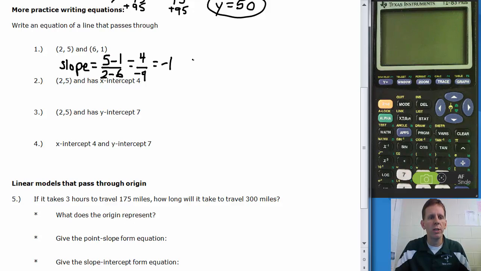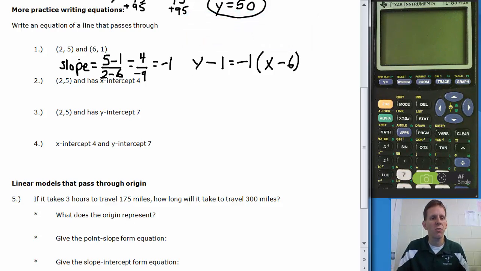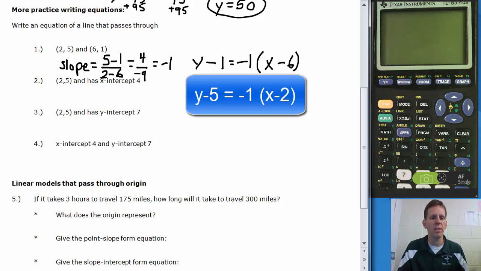And when you write your equation, you're going to go y minus, if I use y1 as being the number 1, and then I'm going to go my slope m times x minus x sub 1. Because I used 1 as my y sub 1, x sub 1 would be 6. Now this is one equation that you could set up. You could alternatively use y minus 5 equals negative 1 times x minus 2.